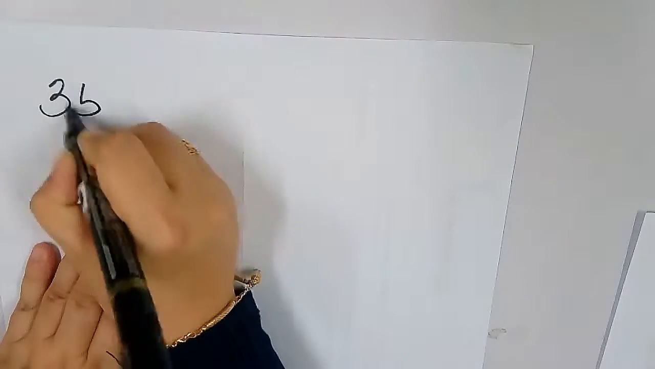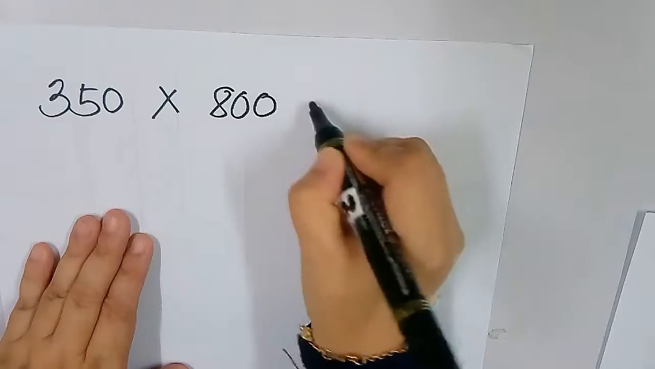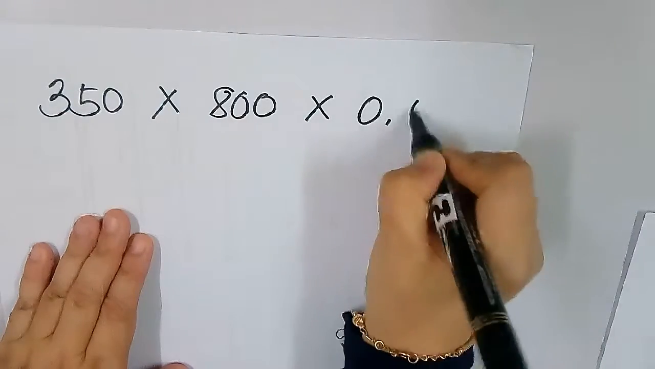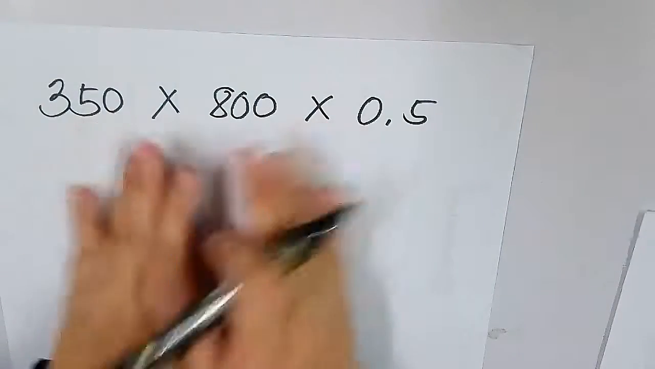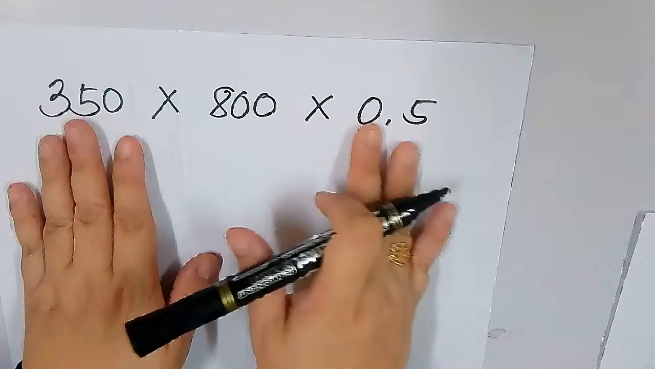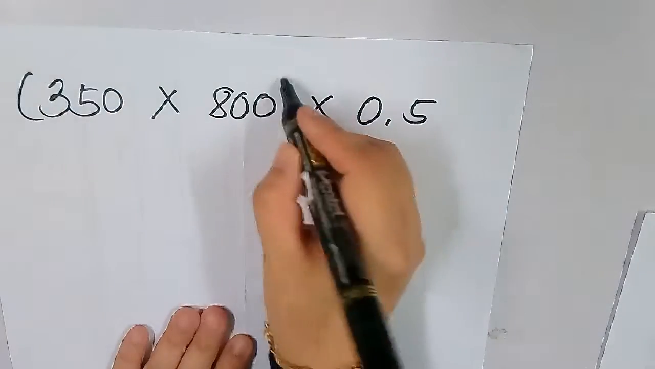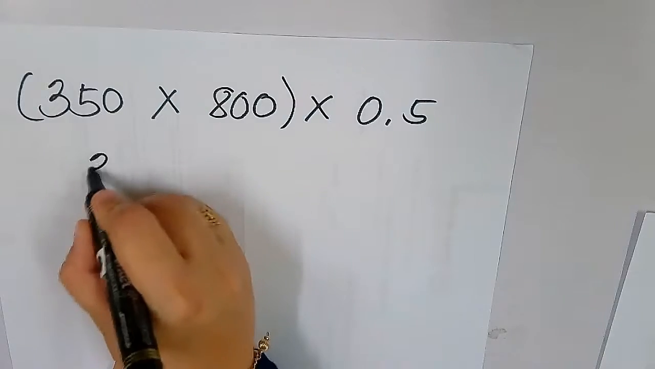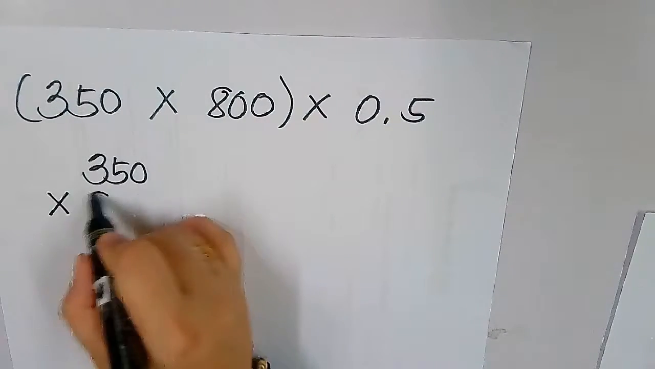Example: 350 times 800 times 0.5. So after mo ma-multiply yan lahat, then you have to convert the numbers to scientific notation. So by using the associative property of multiplication, we have 350 times 800.